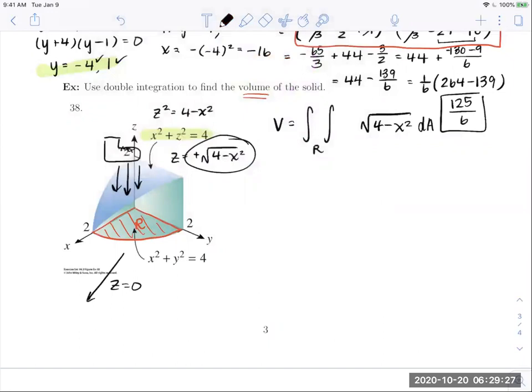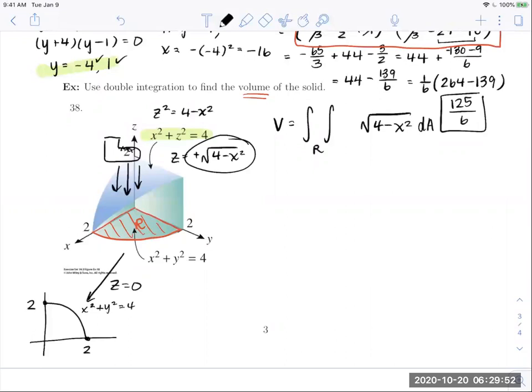So what happens here is we end up with this quarter circle that intersects the x and y axis at 2. And this quarter circle is governed by x squared plus y squared equals 4.